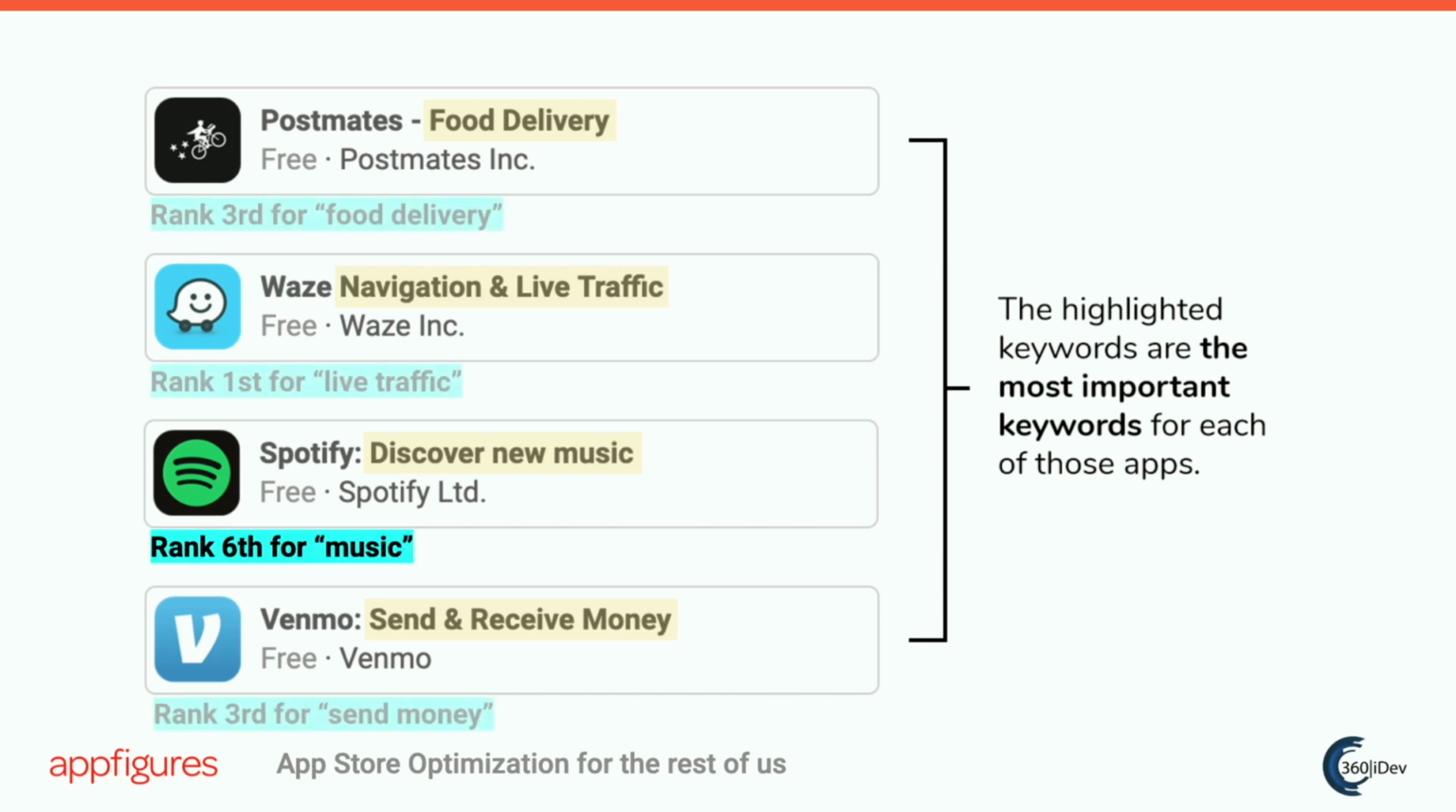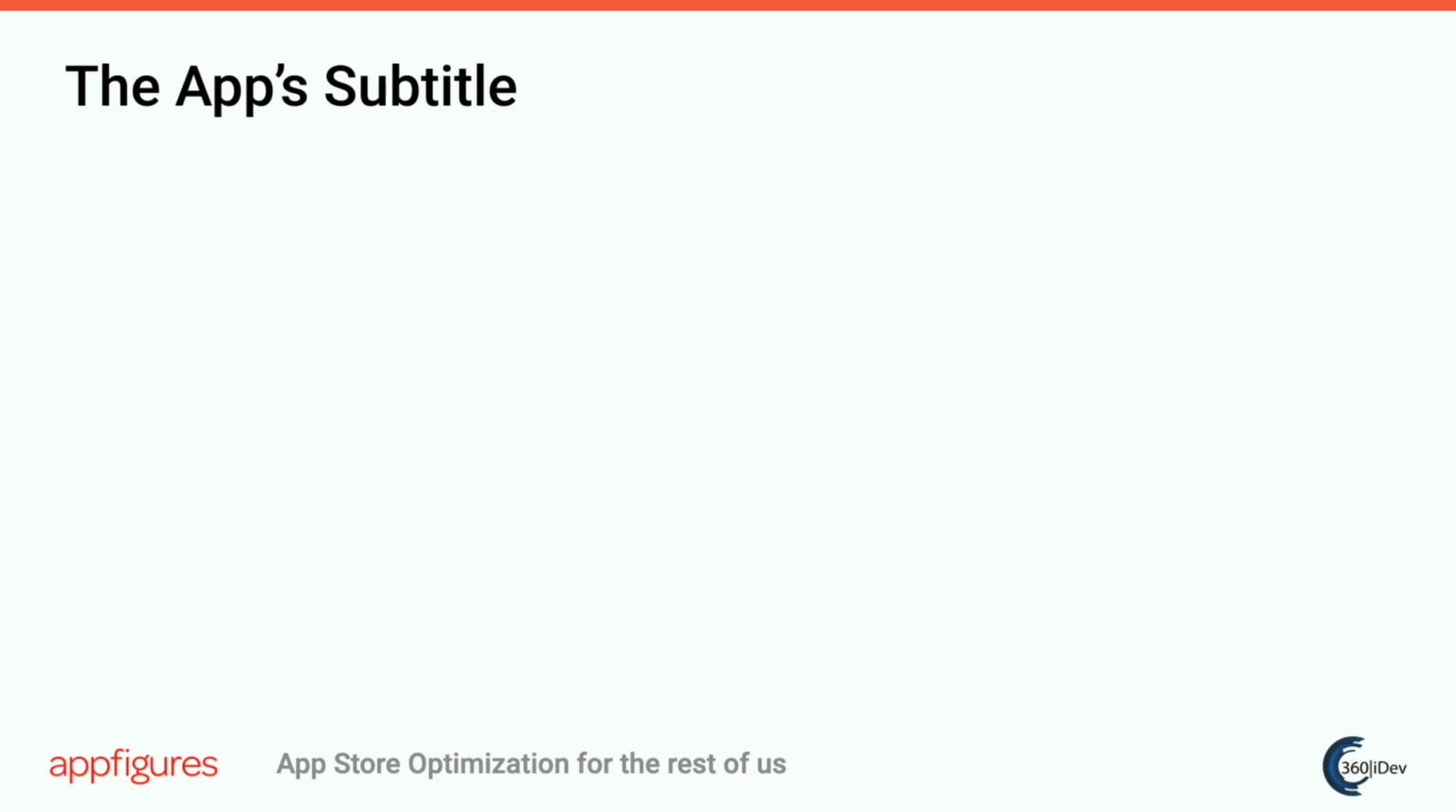And that allows them to rank really, really well. So food delivery, Postmates is number 3 right now. Live traffic, Waze is number 1. Kind of makes sense. Spotify is number 6 for music. Music is very popular on the App Store. And Venmo is number 3 for send money. So they indicate to Apple that these are the most important keywords, and this is where Apple should put them, really as high as possible.